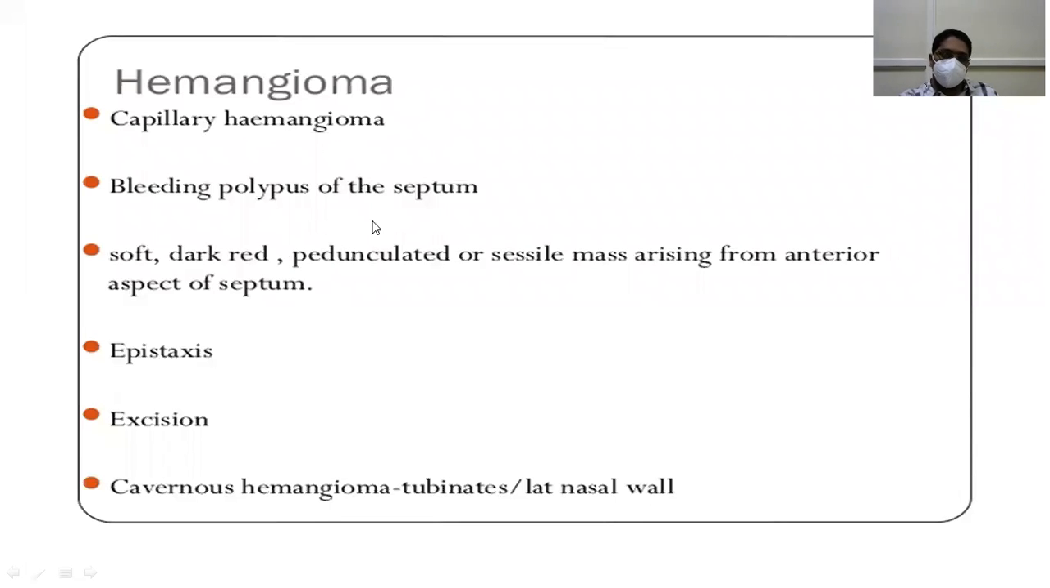Capillary hemangioma is also known as bleeding polypus of the septum. They may ask you a two marks question: what is bleeding polypus of the septum? It is a soft, dark red, pedunculated mass arising from the anterior aspect of the septum. Most common feature is epistaxis. Excision is the main surgical treatment.